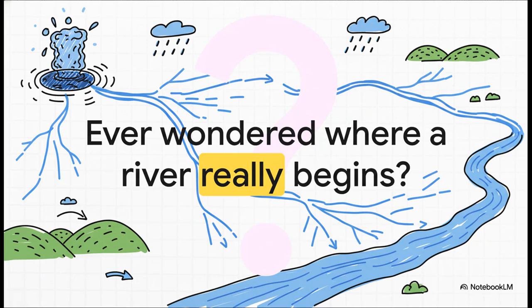So let me ask you something. Where does a river actually start? You probably picture a little spring bubbling up from the ground somewhere, right? Well, the real story is so much bigger and way more connected than that. A river doesn't just start at one single point. It starts across an entire landscape, and that's exactly what we're going to unpack.